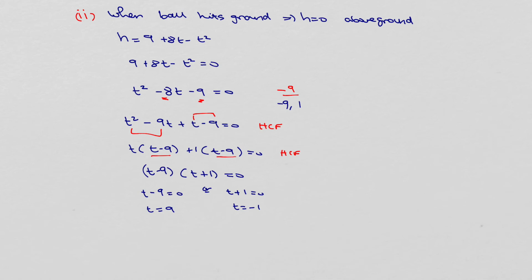But we have to think about this because this is in context. I cannot have a negative time. So therefore my answer must be the ball hits the ground after 9 seconds. So because this is a question in context, we have to have units in our answer. Otherwise we would lose marks in the exam. And we have to apply our common sense here. In other words, that we can't have the negative time.